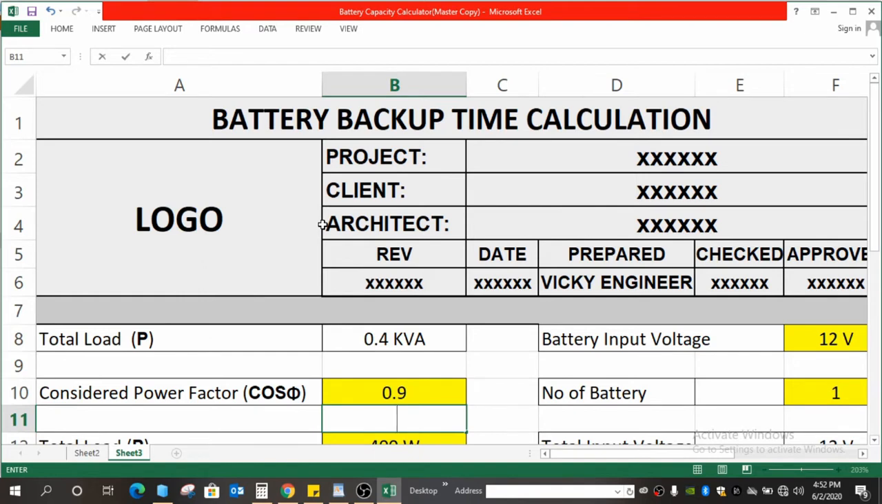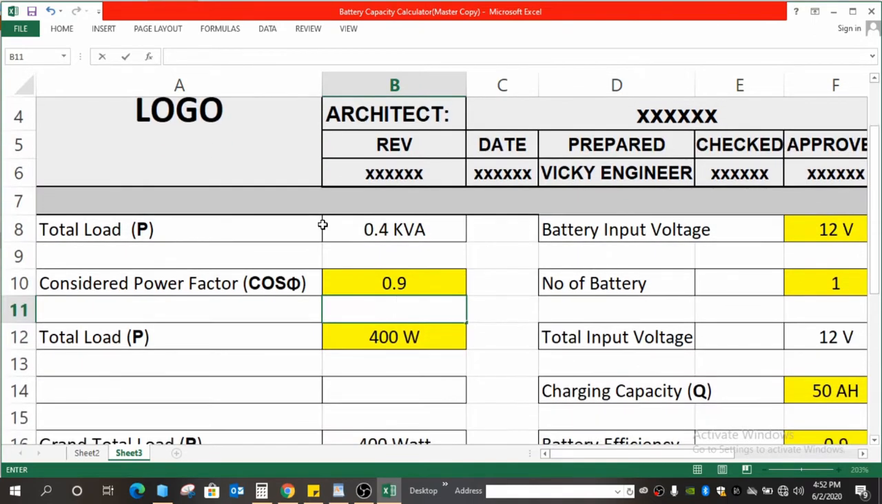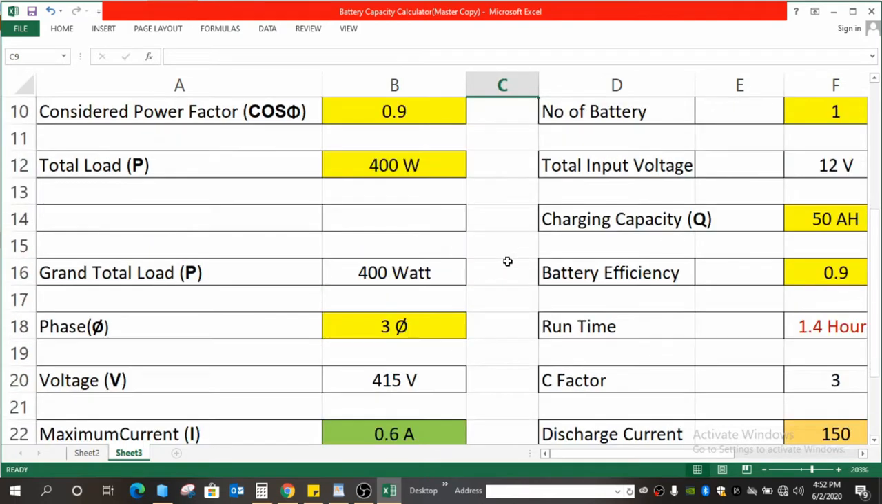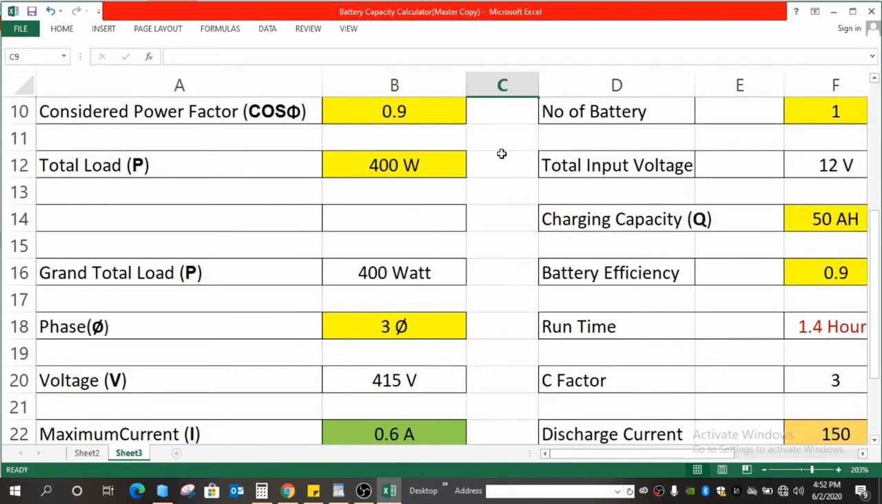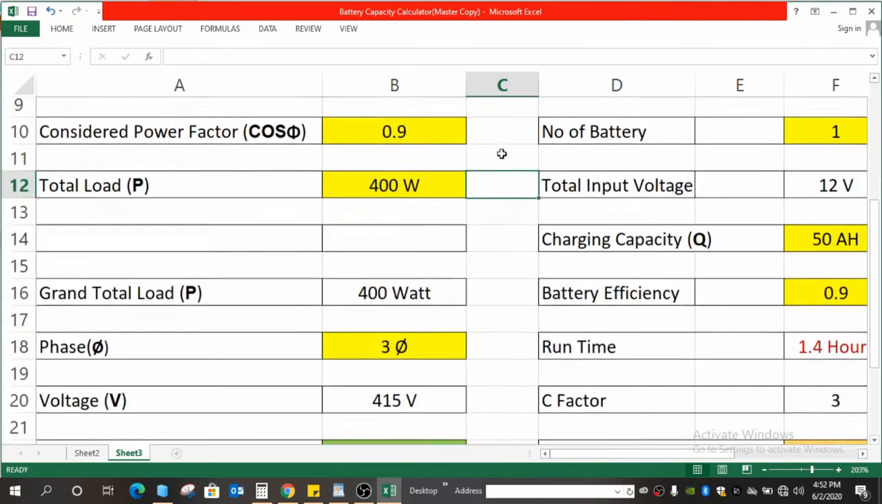As you see over here, this is a ready data set for calculation of battery backup time. This sheet is ready with all formulations. Also, I will give the link in the description so that you can download and use it for your further use. The cells highlighted in yellow need to be filled up with the parameters.